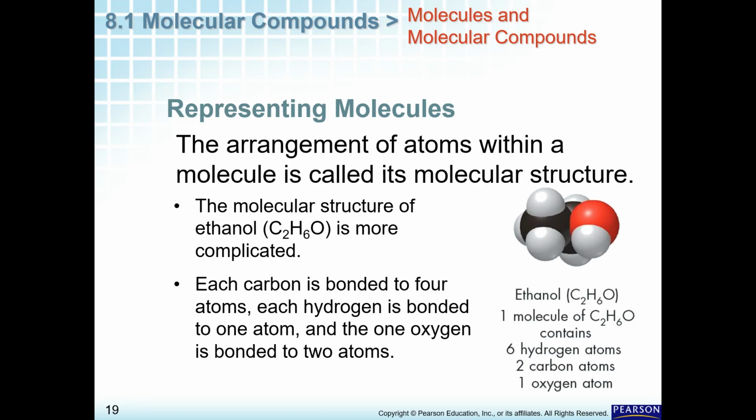Another example of this is C2H6O, which is ethanol. This gets a lot more complicated. Again, the formula doesn't tell me anything, but if we look at the molecular structure or drawing, which we're going to learn to do in the future, this tells me that each carbon is bonded to 4 atoms, each hydrogen is bonded to 1 atom, and 1 oxygen is going to be bonded to 2 different atoms. So again, it tells me who is bonded to who.